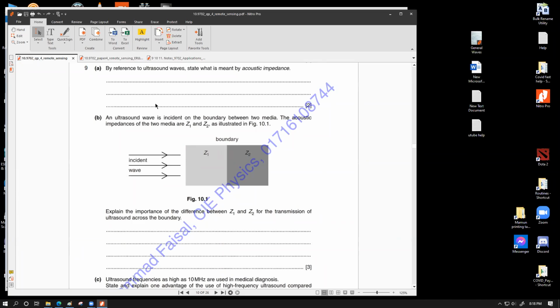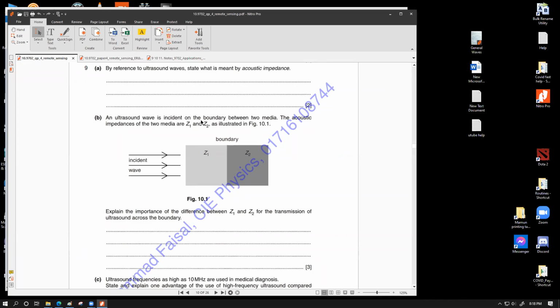I'll show you why. By reference to ultrasound waves, what is meant by acoustic impedance? You're just gonna write that basic definition in terms of the product of density and the speed of ultrasound in that medium. You can simply write that acoustic impedance, Z, equals rho into c, where rho equals density of the medium, c equals speed of ultrasound in that medium. That pretty much does the job. Write the equation, define the terms, move on.